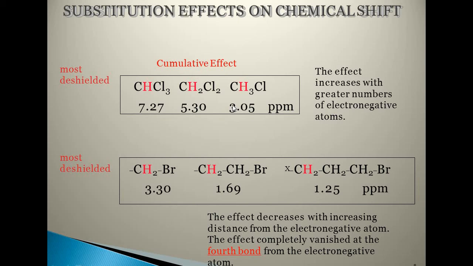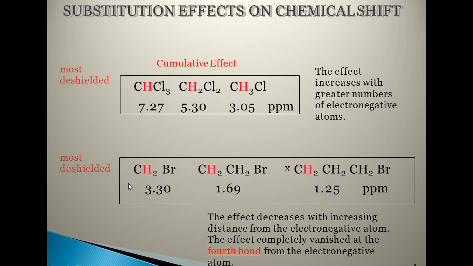Because we know that if it is shielded, it will be towards TMS, with a lower delta value. If it is de-shielded, it will go away from TMS, at a high delta value. So here it is more de-shielded, and it is also most de-shielded with bromine. So here CH2Br2 is there. Then we add one bromine to a CH2, or more CH2 with bromine.